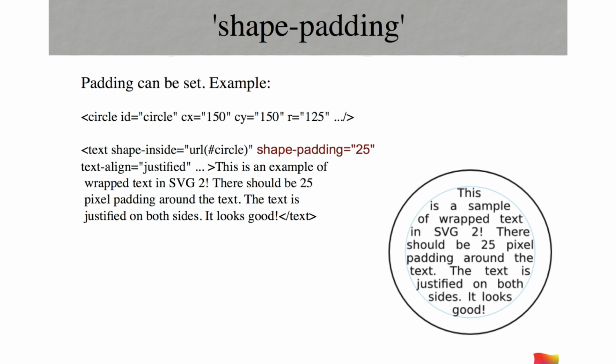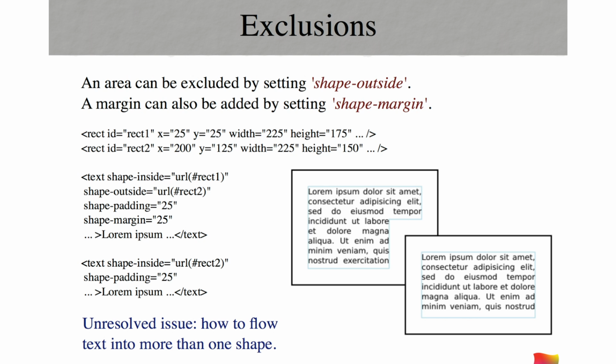And you can add padding. So here I have a text in a circle with some padding. And you can exclude areas by using a shape outside. Here's an example of doing that.